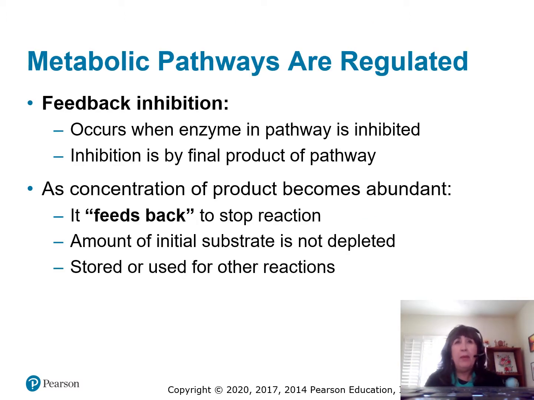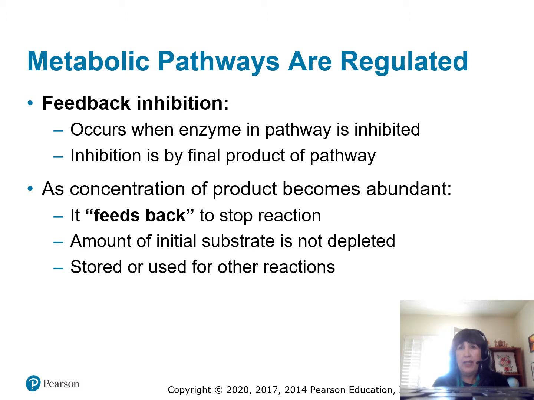Okay, so metabolic pathways are regulated also. So how do you regulate a series of reactions? You do it by feedback inhibition. The very product at the very end of a reaction affects what's happening at the beginning. The product at the end affects an enzyme at the beginning of the reaction, and this is called feedback inhibition. So it says here, it feeds back to stop the reaction. The abundance of a product will feed back to stop the reaction.